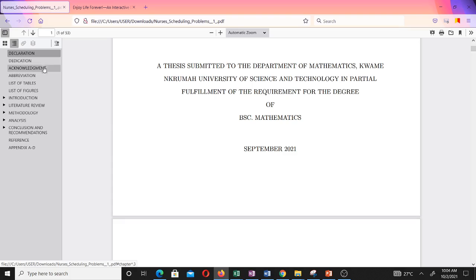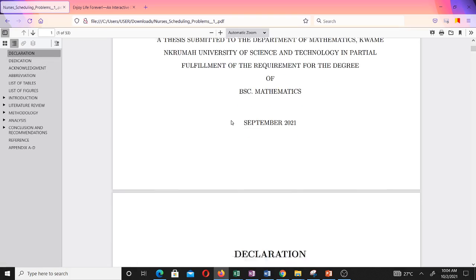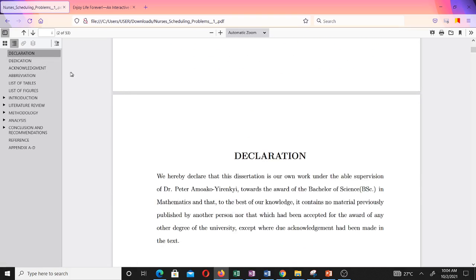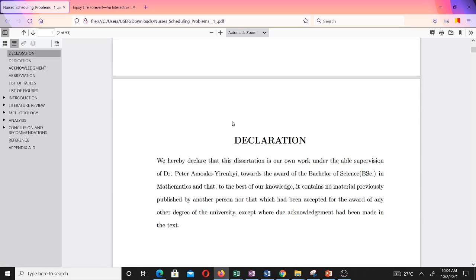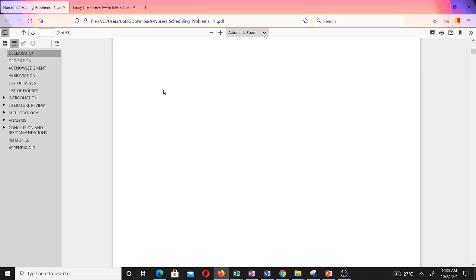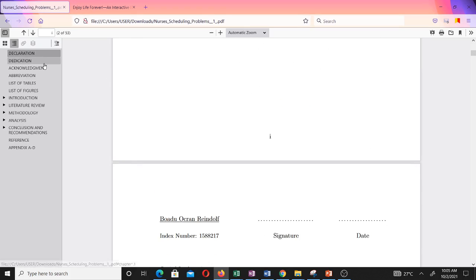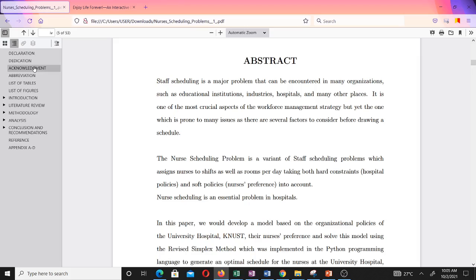Then your dedication is maybe someone you're trying to dedicate the work to. And the declaration is you declaring that the work that you have done was done by you and it hasn't been used by anyone, right? So you have to declare that. Then acknowledgement. You might want to acknowledge some people in your work, so you acknowledge them. Then you would have to write an abstract, right? That's very, very important. So an abstract is a summary, right, of everything that you're going to do.